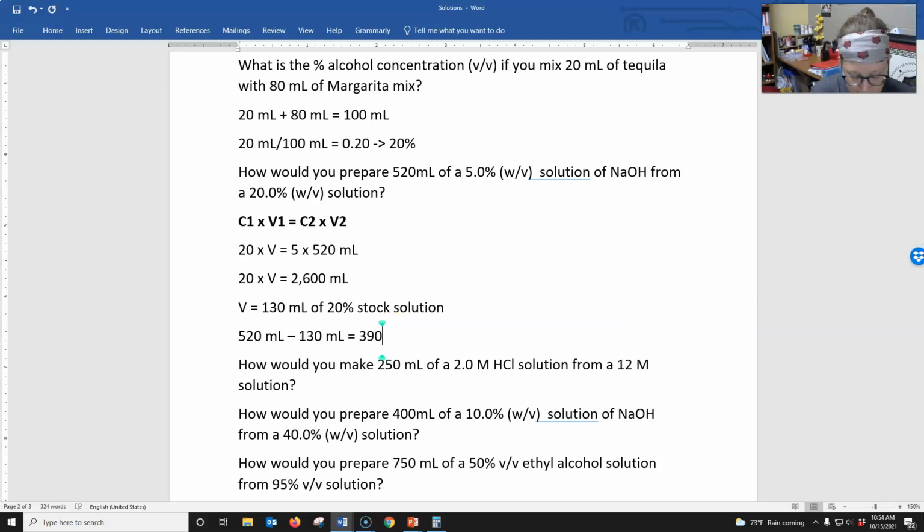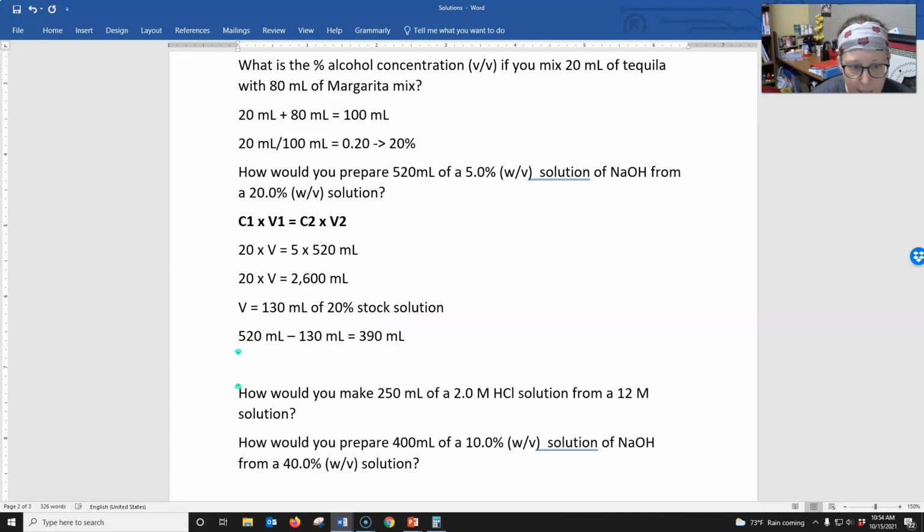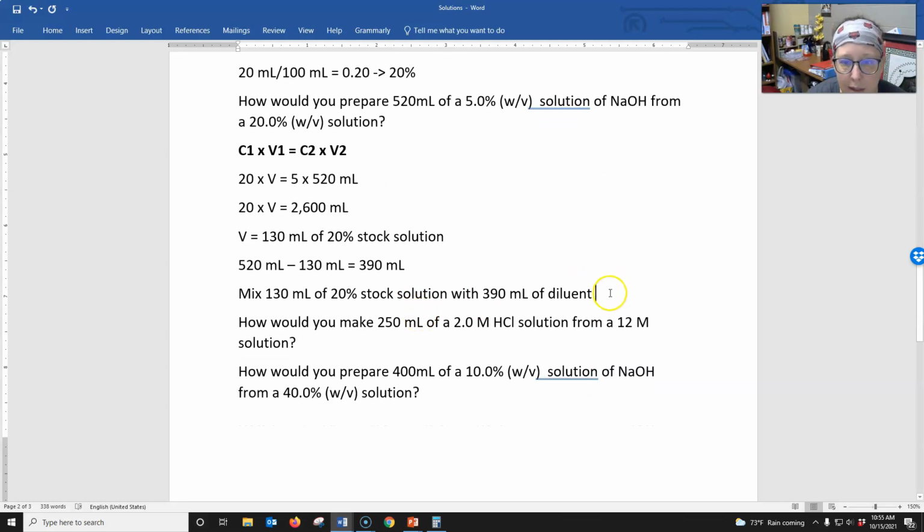Okay, so then practically how do you make it? You're going to mix 130 mil of the 20% stock solution with 390 mil of your diluent, water or whatever it is, and that is the answer. That's how you would prepare it, and you would end up with 520 mils, because if you add 390 plus 130, you get 520.